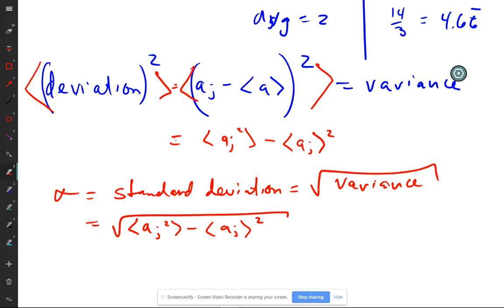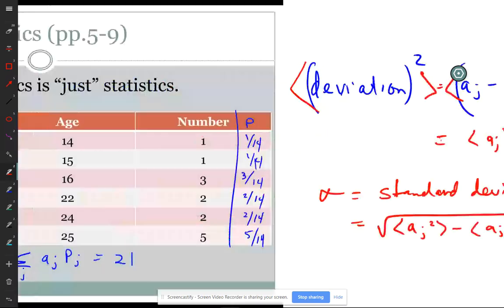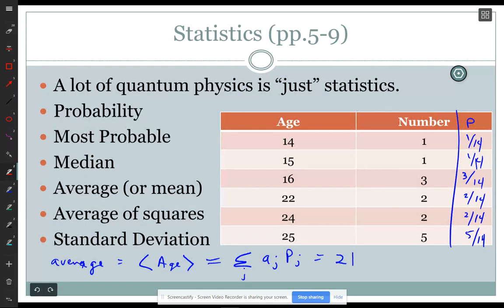So we're going to be doing calculations with that. Like I said, for the next homework assignment, you're going to have a bunch of numbers, and you have to go through and do these different calculations, find the variance, find the standard deviation, so you can show that you have the statistical background that we're using in quantum physics. So we've gone through all of these statistical calculations. Any questions about the statistics?